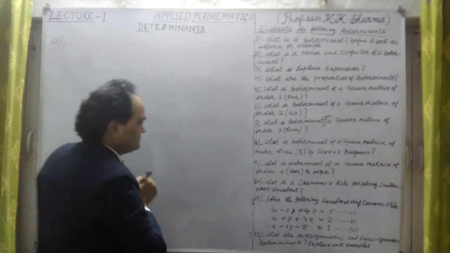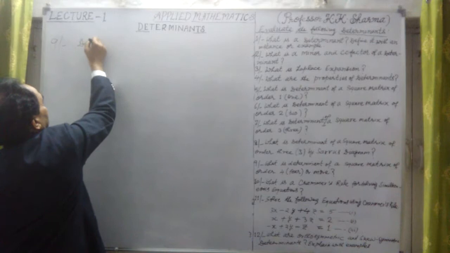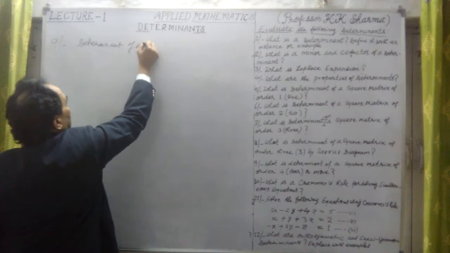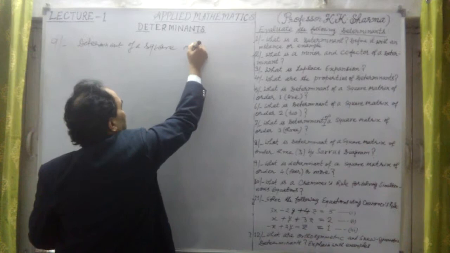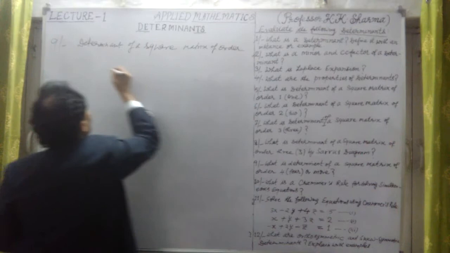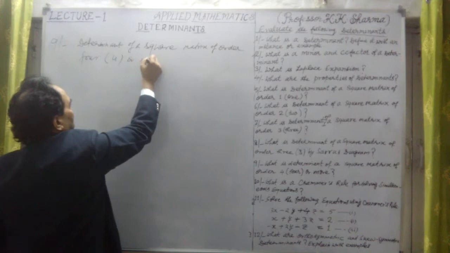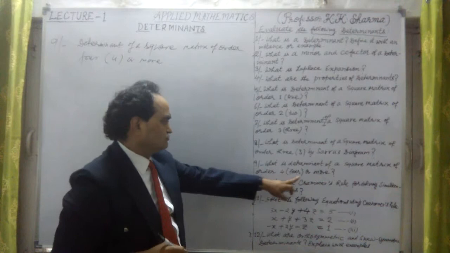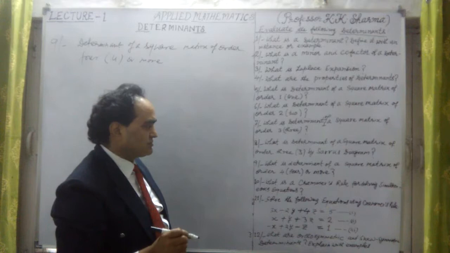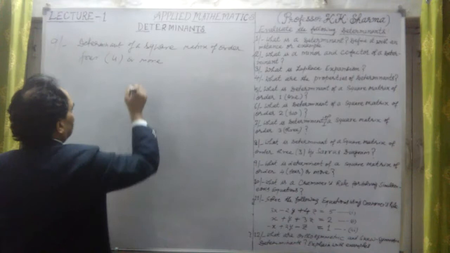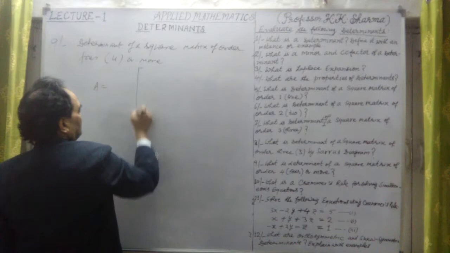The determinant of a square matrix of order 4 or more. So this is the 9th question. What is the determinant of a square matrix of order 4? Let me first write the order 4. This is a square matrix of order 4.